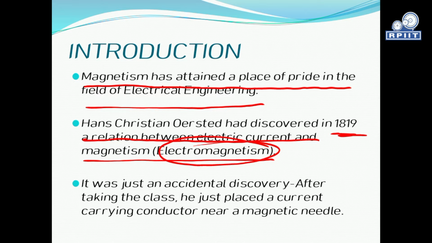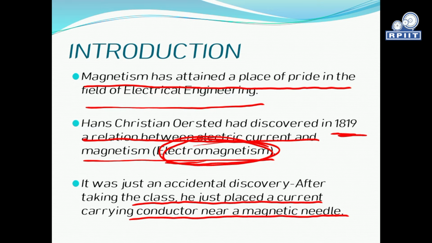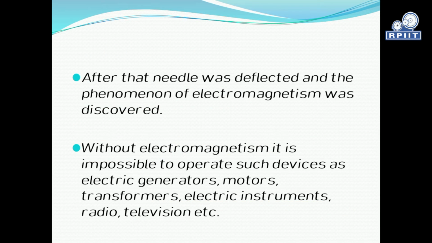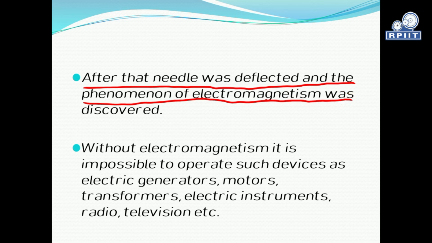The relation between electric current and magnetic system is called electromagnetic system. It was just an accidental discovery. After taking the class, he just placed a current carrying conductor near a magnetic needle. After that, the needle was deflected and the phenomenon of electromagnetism was discovered.